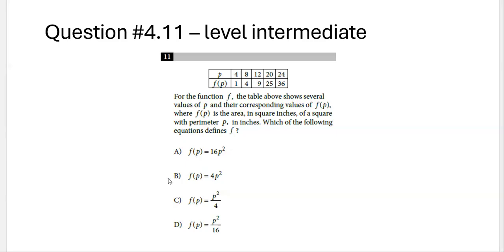That's much bigger than 1 as well. Cross that out. Choice C, 4 squared divided by 4. That's 4. That's not 1. Cross that out. Answer is D.